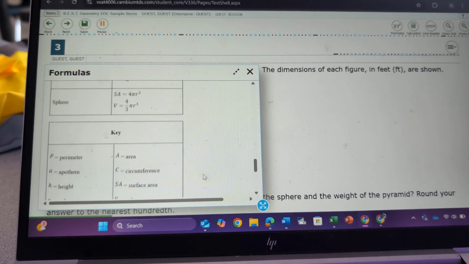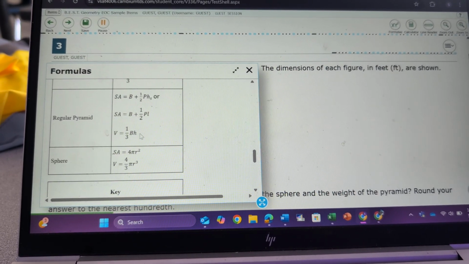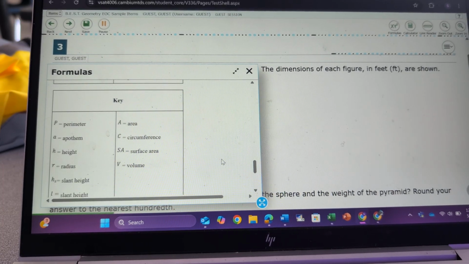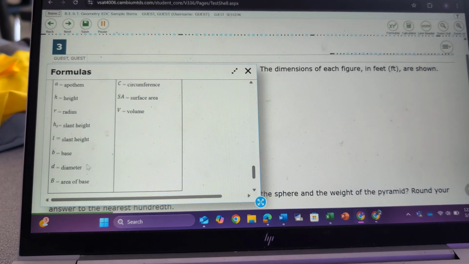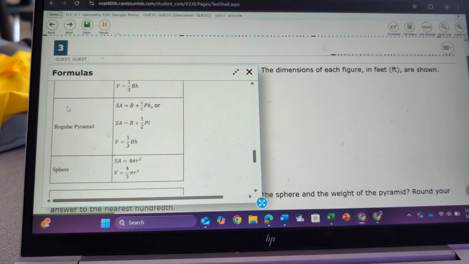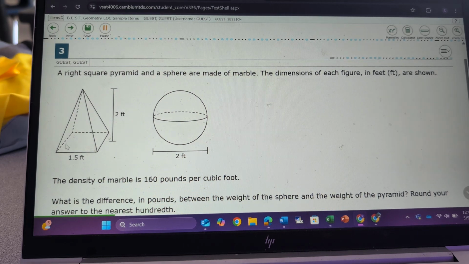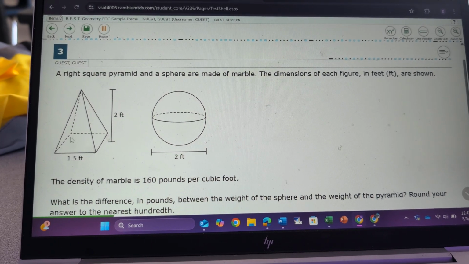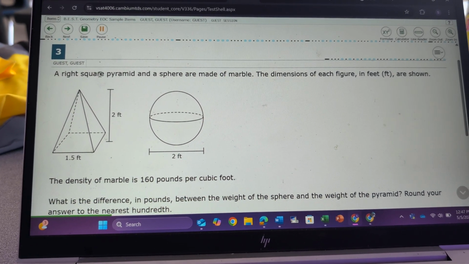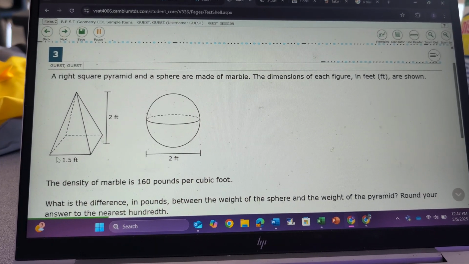If you come down here, we have a little key. Usually when you have an uppercase letter like that, that means there's some other formula you have to use. B is the area of the base. So on a regular pyramid, B is the area of the base. And if we look at a pyramid, the base is made out of a rectangle. More specifically, we have a right square pyramid, so it's made out of a square in our case.